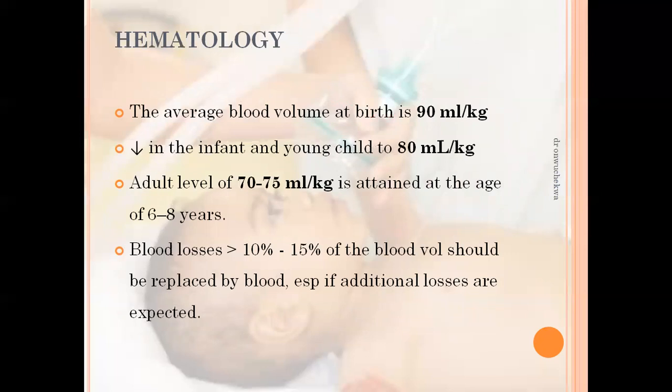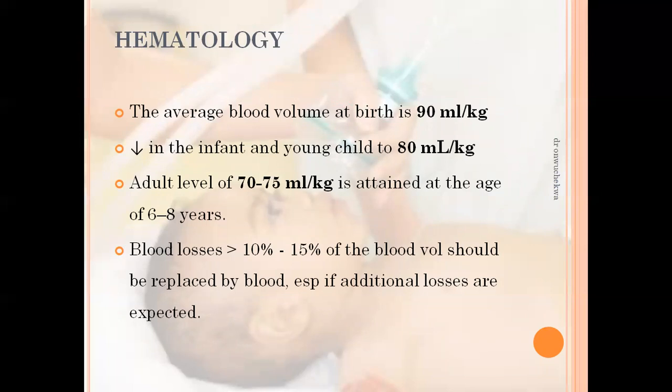Hematology. On average at birth, the total blood volume is about 90 mL per kg, which drops in infants and young children to about 80 mL per kg. The adult value of 70 to 75 mL per kg is attained at about 6 to 8 years of age.